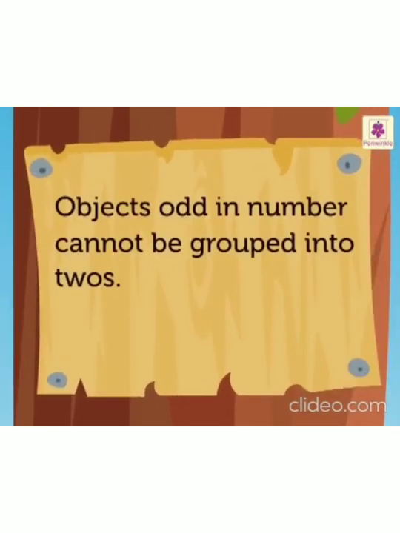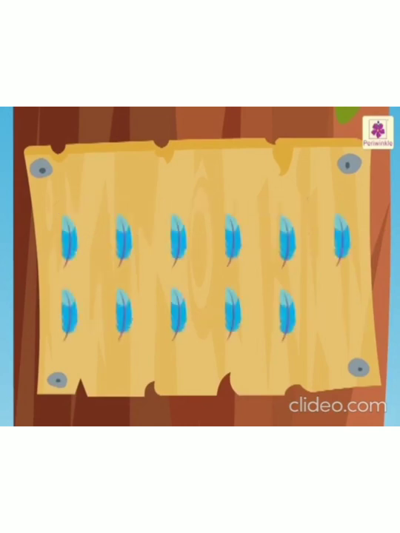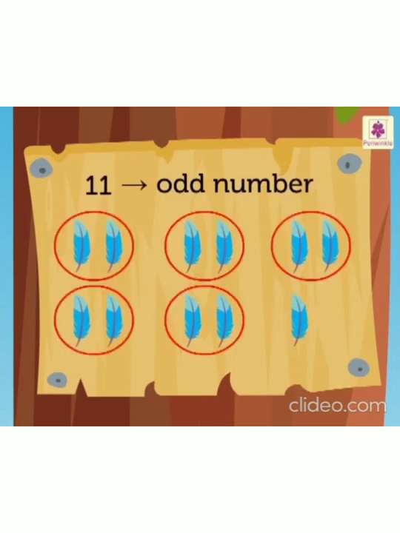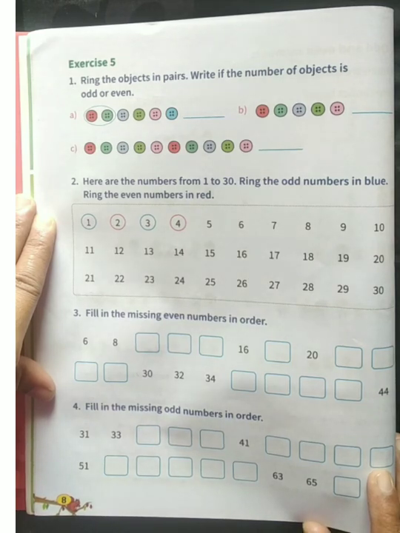Kids, objects odd in number cannot be grouped into twos. One object is always left. Let me show you how. There are 11 feathers. We know that 11 is an odd number. So, here, when we group these 11 feathers into twos, one feather will be left alone. I hope you all are clear on even and odd numbers now, children.